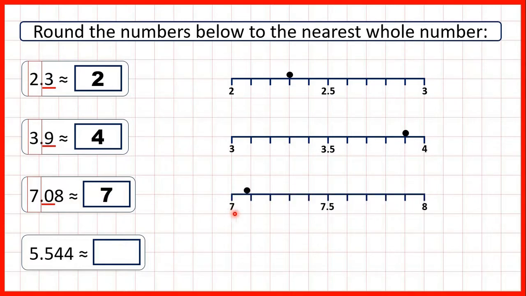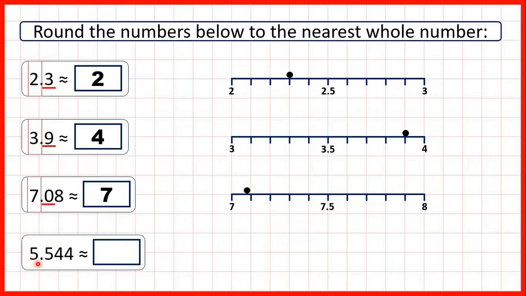And we can see on a number line that 7.08 is between the whole numbers 7 and 8, and what we have labelled with the squares are tenths. Now 7.08 is just a little bit less than 7.1, so you can see that it's clearly closer to 7 than it is to 8.